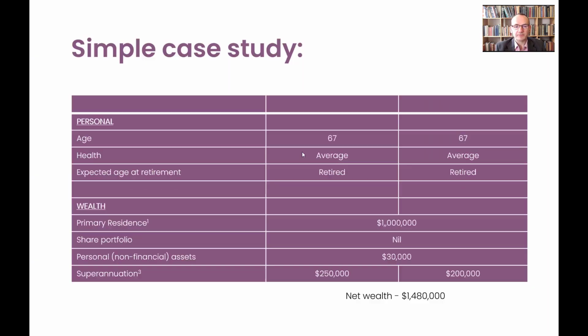So let's talk through an example. In this example, it's a fairly simple case study. So husband and wife, they're both aged 67. They're in average health and they are already retired. They've got a primary residence worth $1 million. They've got some personal assets, so things like a car and furniture, worth $30,000. And his superannuation is worth $250,000 and hers is $200,000. So the total net wealth is $1.48 million.